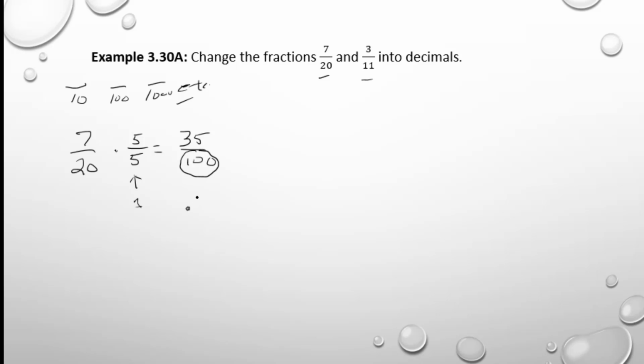So it's going to be 0.35 as a decimal. This one, 3 over 11, it's hard to make it 100, can't make it 10. Maybe I can make it 1,000, but I don't know. So the other way of doing it is simply dividing. 3 divided by 11. Now some students make the mistake of doing this.